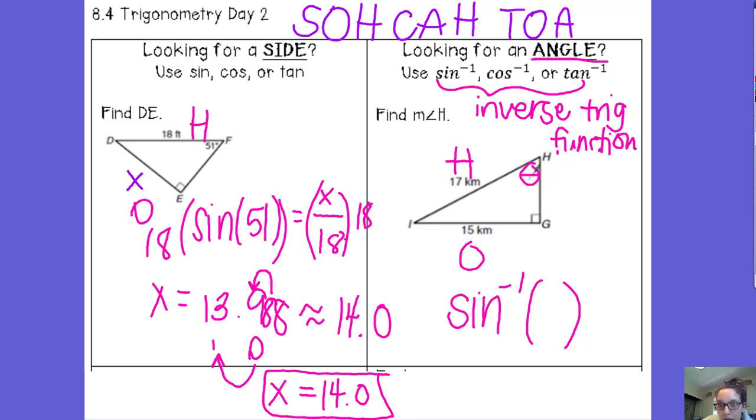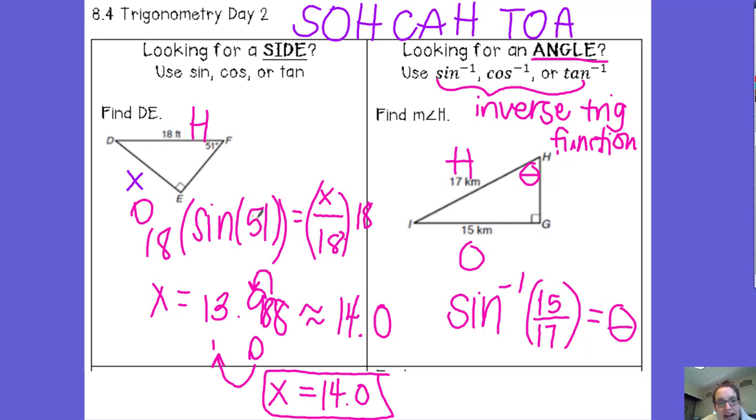Well, here, I don't know the angle. I can't plug my angle measures into the parentheses. But what I do know is the ratio. I know the opposite over the hypotenuse because I have both of those sides. So what's going to get plugged into the parentheses is the opposite side, 15, over the hypotenuse, 17. That is what I know. And I'm using that to find what I don't know, which is the angle theta.